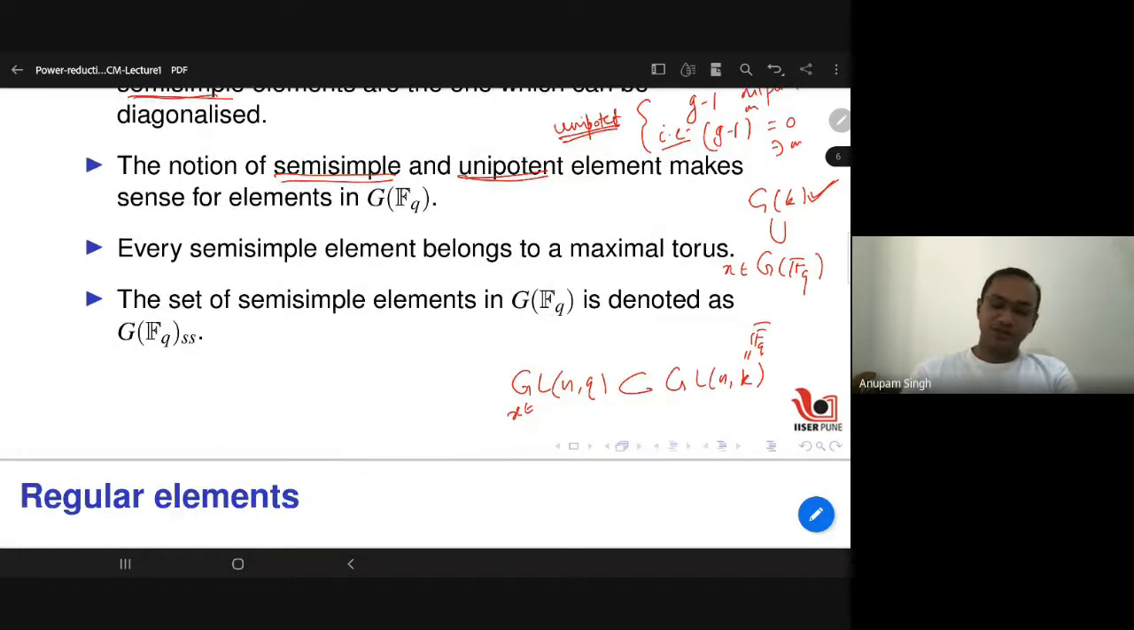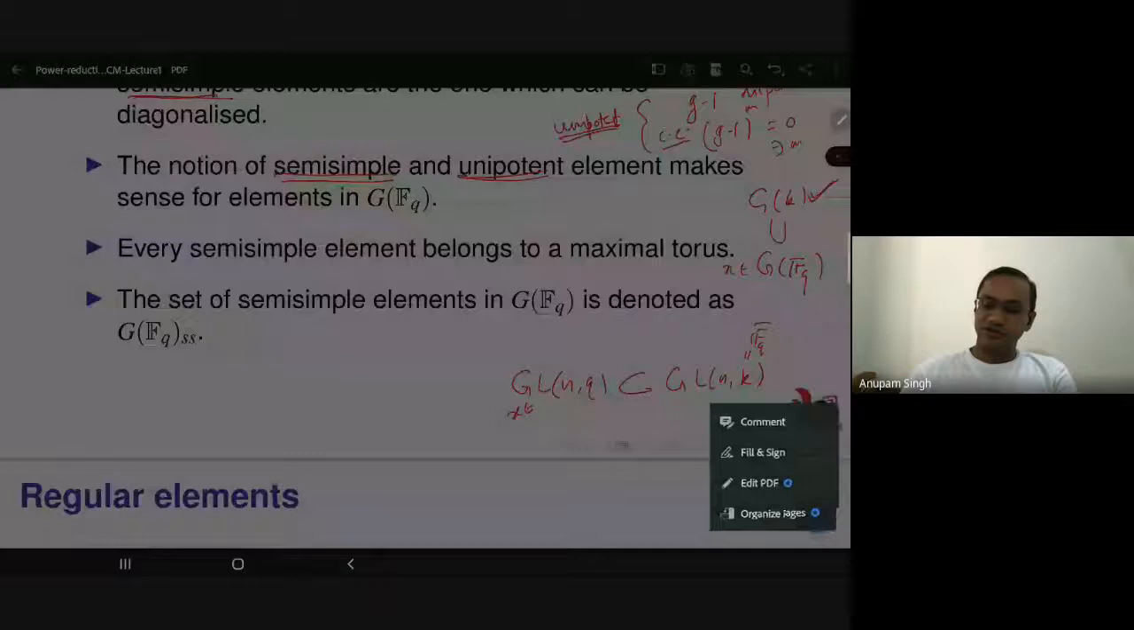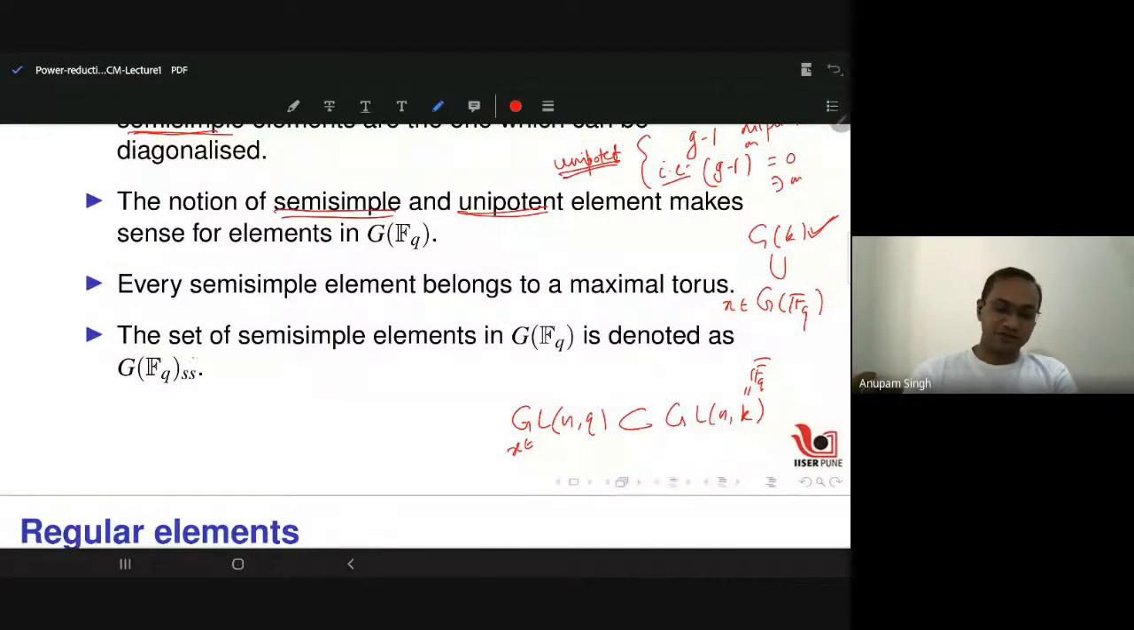And also, I'll just set this notation: if I want to take semi-simple elements in the group G(F_q), I will simply denote it by G(F_q)_ss. So G(F_q)_ss simply denotes the set of semi-simple elements in G(F_q). Okay, it's just notation. It's a subset of G(F_q).